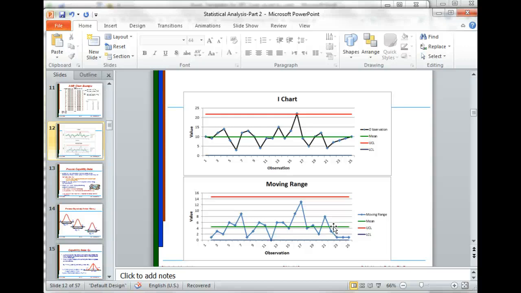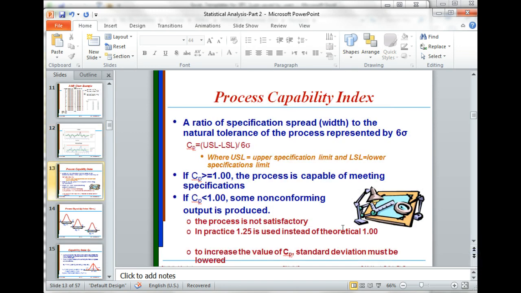So that's how you plot the control limit and control chart for X bar and R chart, as well as the I and MR chart when we have data of this sort. So now that's the control chart for variables. Now I'm going to move into another area which we're covering this week, and that is process capability.